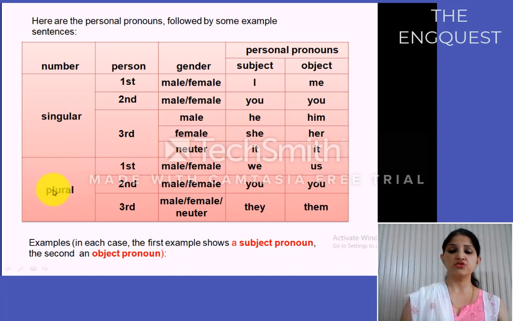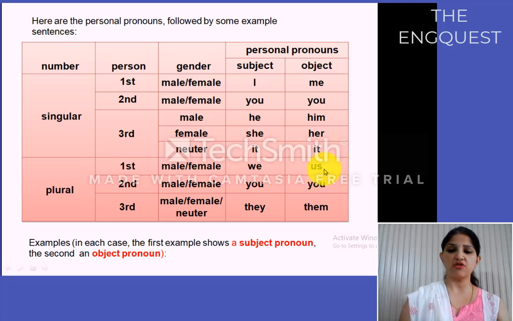Now let us move towards the plural. If we are using a plural number and talking about the first person, and the gender is male or female, we say we. In plural, first person, male or female, we will use we, as the first person is the person who is talking, and if it is plural, we will say we have done this work. Likewise, if we are using an object pronoun, for example, it has been done by us.